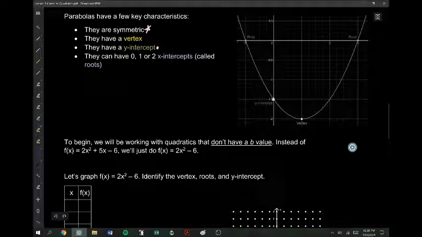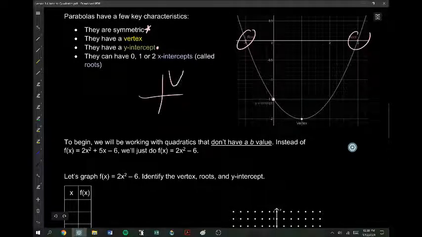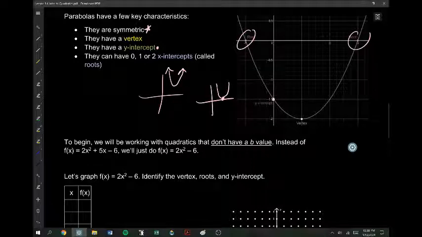A parabola can have 2 roots like this one does. It can also have 0 roots if it points like this above the x-axis, and there are some cases where it can have 1 root. I think we're going to see all those examples coming up ahead. So for now, we're just going to worry about finding the vertex, the y-intercept, and the x-intercepts, and remembering that parabolas are symmetric to make things easier on us.